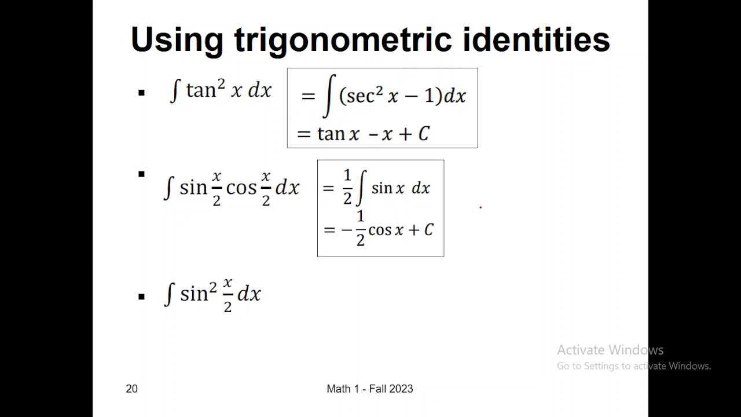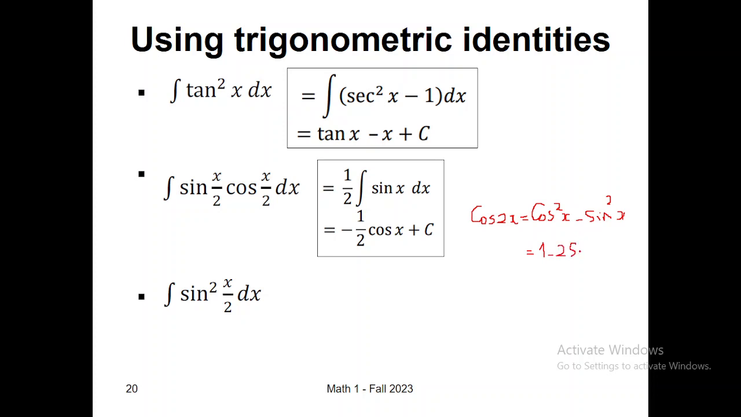Now, the solution of this problem uses the basic rule of cosine 2x. The basic form of expanding cosine 2x is cosine square x minus sine square x. But now we can write this right hand side in terms of sine only or cosine only. If we replace cosine square by 1 minus sine square, we get 1 minus sine square minus sine square.